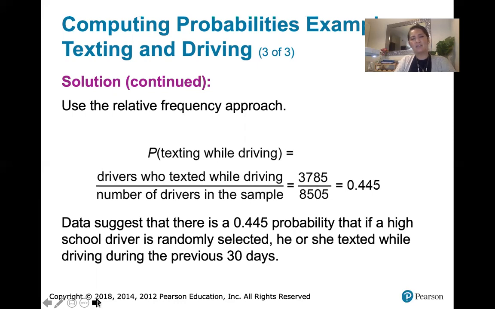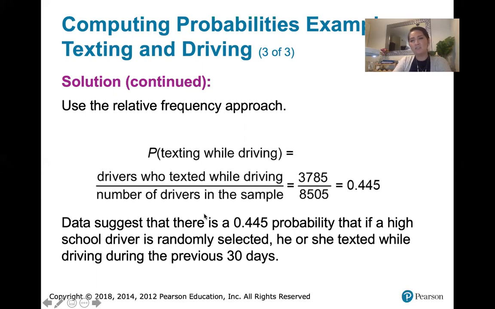So this is an approximation of probability. It's not a guarantee, but if we took larger sample sizes, in theory, due to the law of large numbers, we would expect this to target and get close to the true probability that a student would text while driving for a given student on a given trial, and just one particular kid.